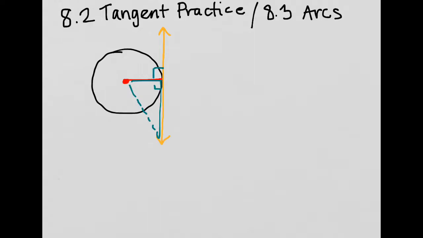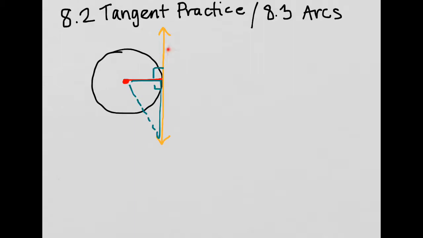So tangent practice, to start off with, remember a tangent line is some line that touches the edge of a circle only on one point. Remember, if it goes through 2 points, that's called a secant. So those are really the only two options.